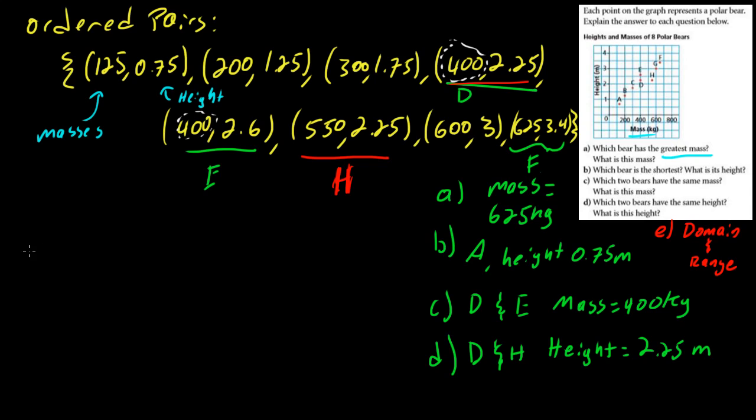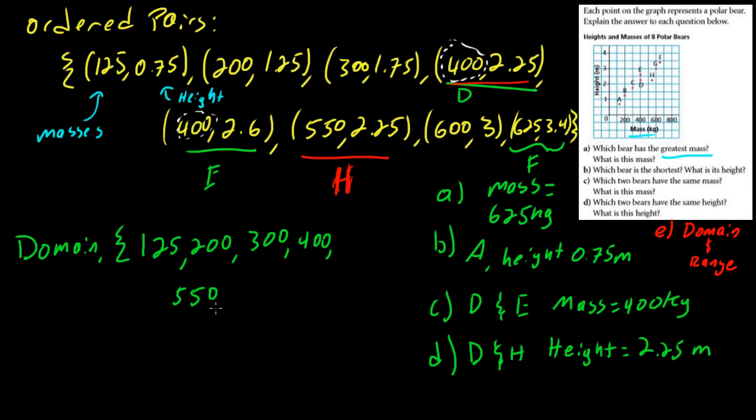So I'm going to do E over here, and I'm just going to label it as my domain. And we would, again, use a brace here, and we would go from lowest or smallest to biggest. So 125, 200, 300. I would only put 400 once, 550, 600, and 625. Ooh, let's make that a 25. There we go. So here's my domain. It's all the list of my first elements in increasing order, and I'm not doubling up a value. I'm not doubling my 400.